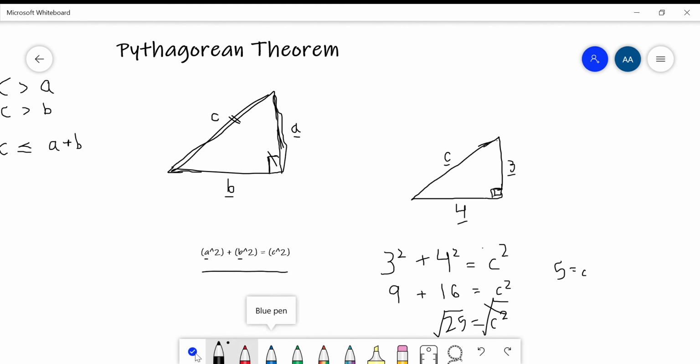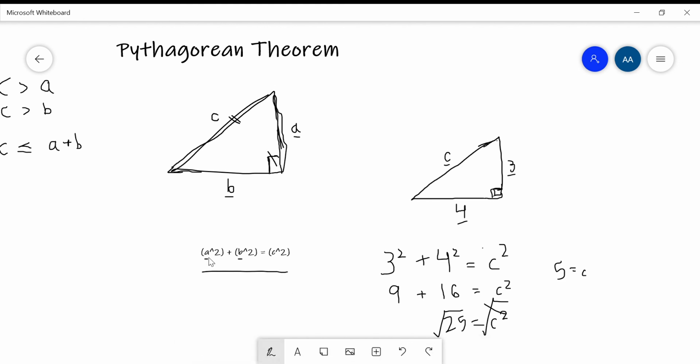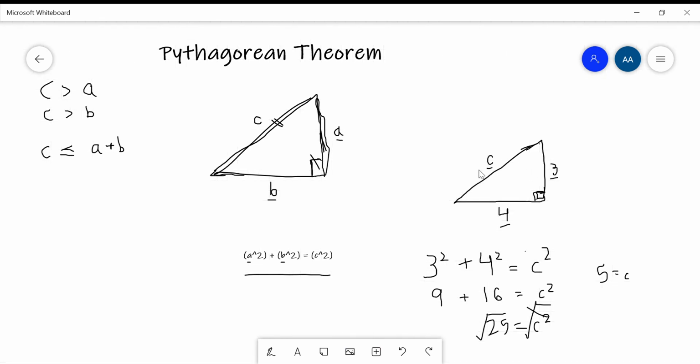Sorry for the high pitch there. And we can check, let's say we have 5 is equal to c. C is 5. A, let's say it's 3. So 5 is greater than 3. Likewise, it's also greater than 4. With this rule right here, we can check. 3 plus 4 is 7. C is 5. Is 7 greater than or equal to 5? Yes, it is. So we can confirm that this is a right triangle, and we use the Pythagorean theorem to solve for all sides.